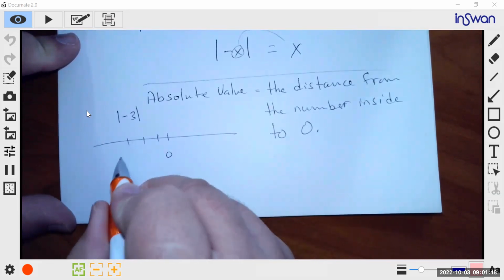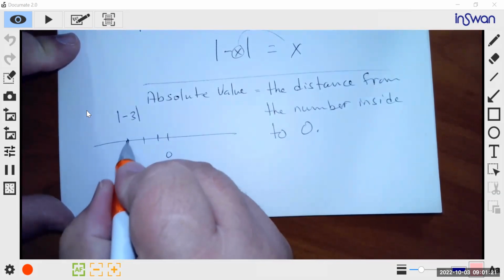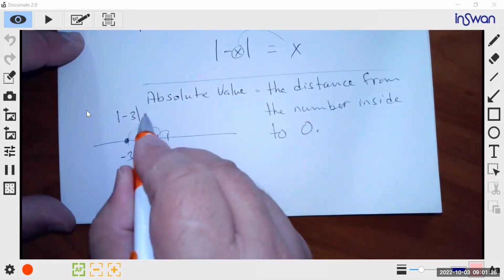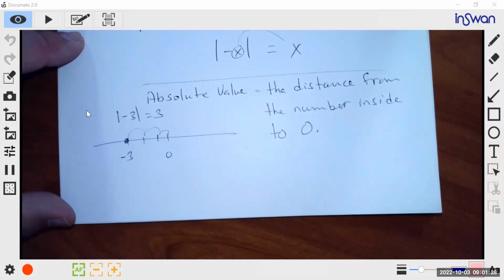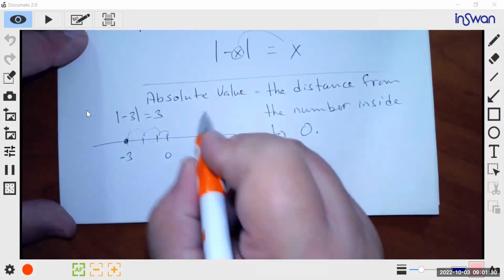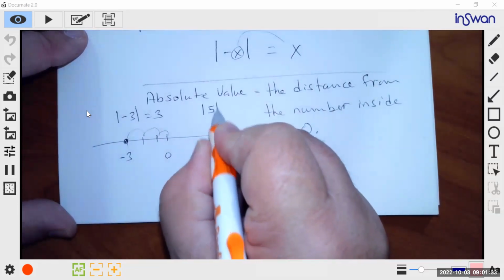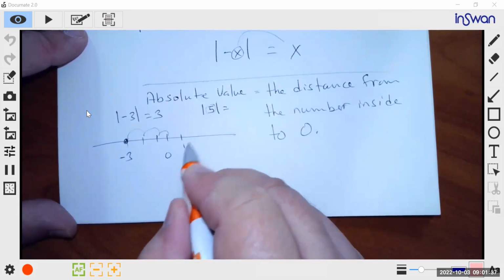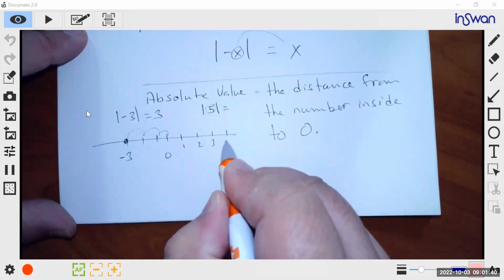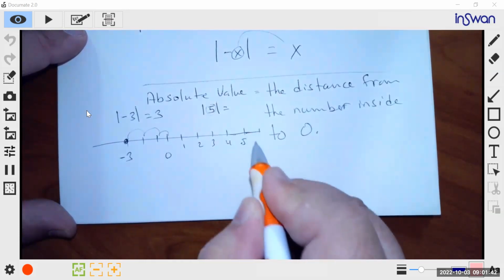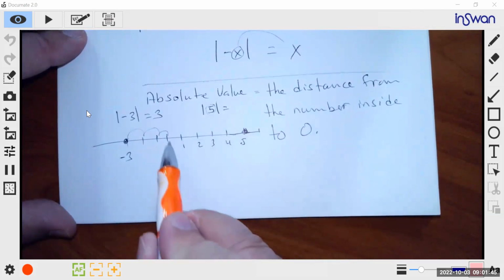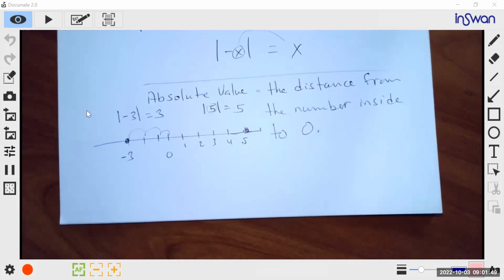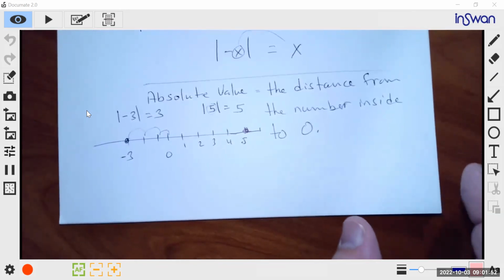-3 is right there. How far is -3 from 0? 1, 2, 3. So the answer is 3. That's 25, so go to 5. How far is 5 from 0? 1, 2, it's 5. So it's simply the distance from that number to 0. And can you have a negative distance?